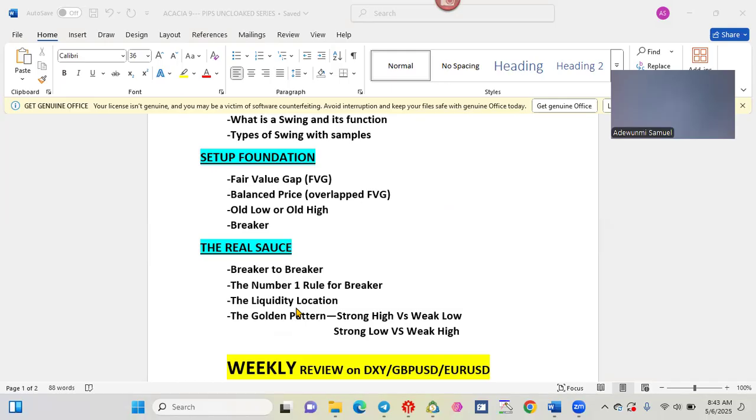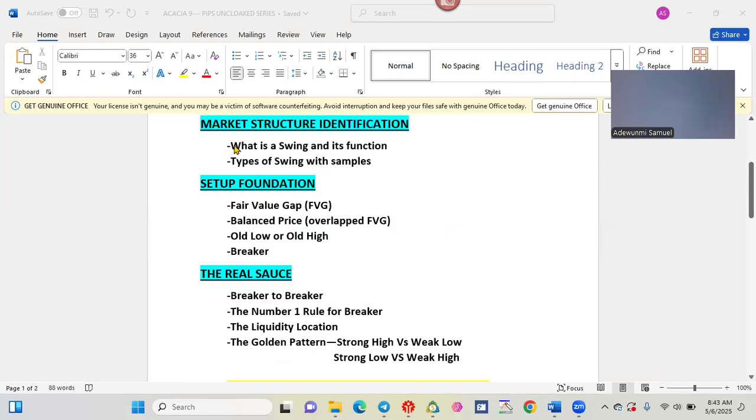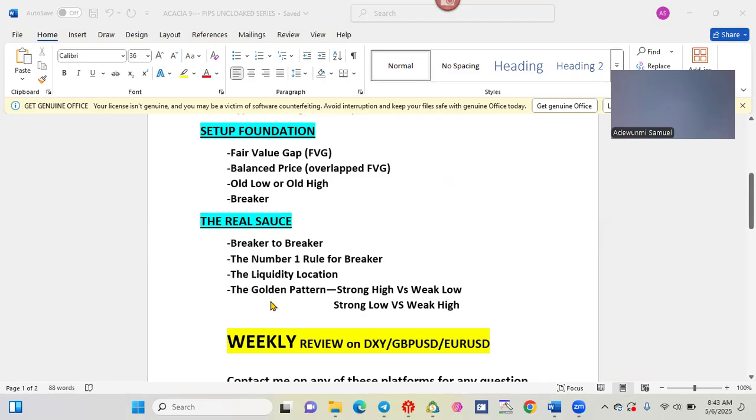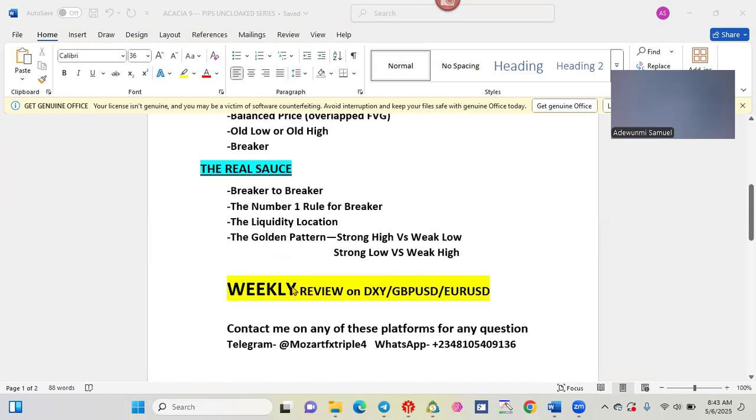So you understand this. When I talk about the swing today, it may look somehow, but when you relate it to liquidity location, then everything will be done. After that, we're talking about golden pattern, the strong high versus weak low, all those stuff like that. And after that, we'll be talking about weekly review on YouTube. Every week, I'll be discussing the most common things you would like to see. I'll discuss DSY, EU and GU, like that. So, that being said, let's just go to our chart.